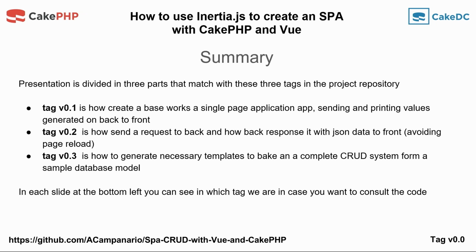Summary. My presentation is divided in three parts that match with these three tags in the project repository. The project repository is in the bottom right of the slides. Tag 1, how to create a single page application that sends values generated from back to front. Tag 2, how to send a request from front to back, and how the back responds with the JSON data, avoiding the page reload. Tag 3, how to generate the necessary templates to bake a complete CRUD system for a simple database model. In each slide, at the bottom left, you can see which tag we are in, in case you want to consult the code.